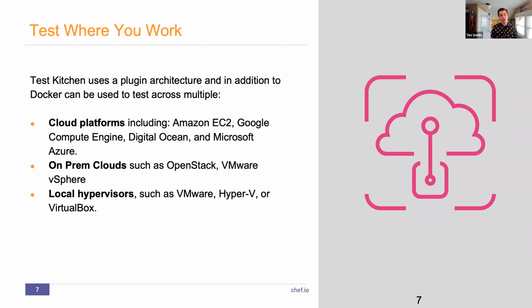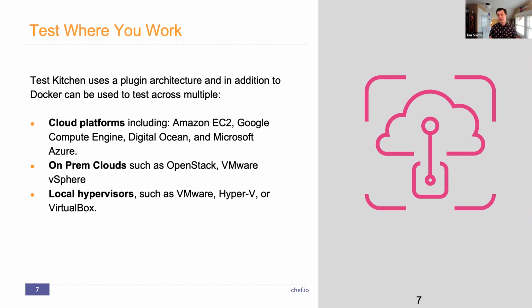So if you're in public clouds like EC2 or Google or DigitalOcean or Azure, it has support to spin systems up in there, which is really great if you use some of the hosted services there. If you need to, write a cookbook that also interacts with RDS or needs to be in a specific ELB or whatnot, you can do that right there in your testing. It also supports on-prem clouds like OpenStack and VMware vSphere.